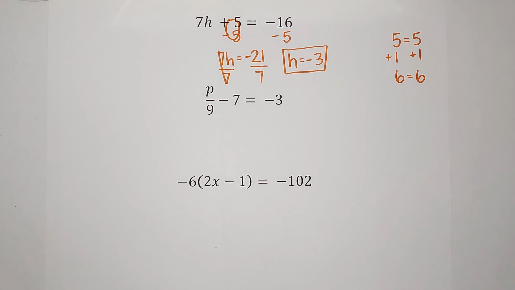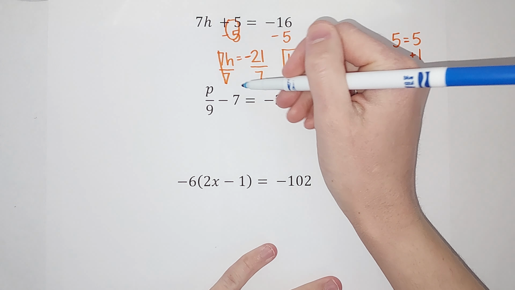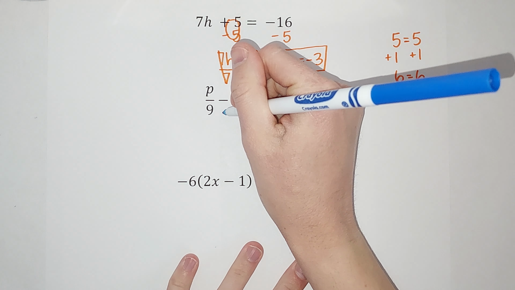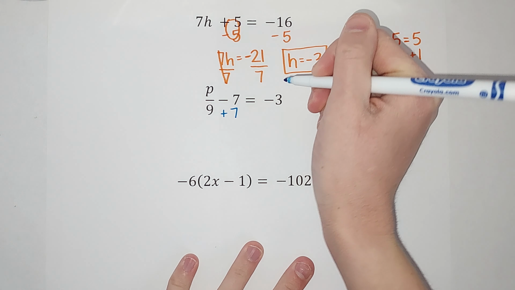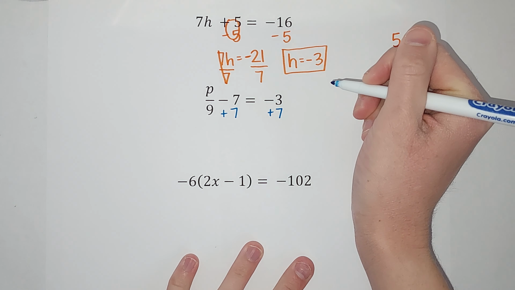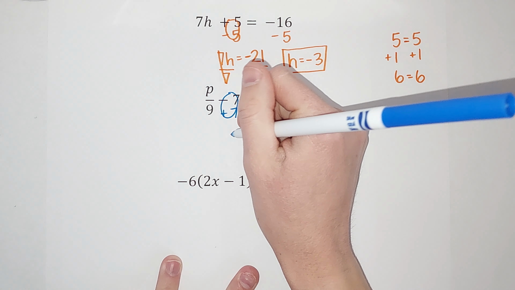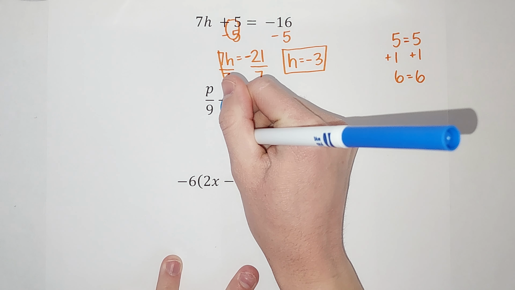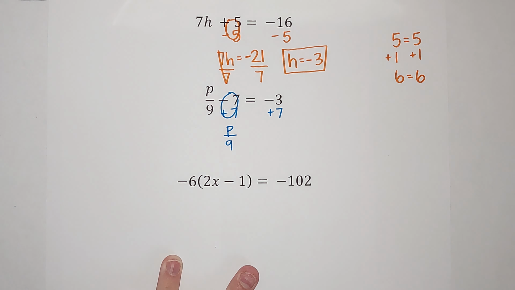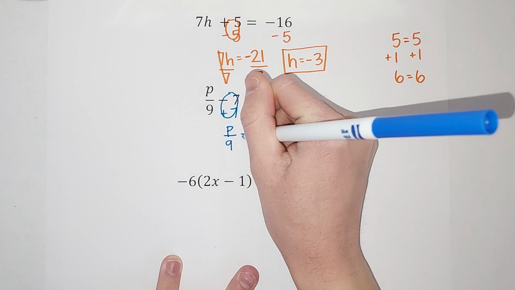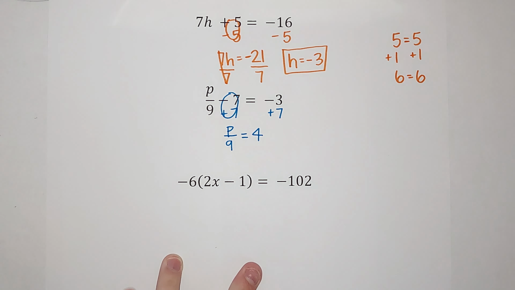Okay, let's take a look at this one. We've got p over 9, or we could say p divided by 9 minus 7 equals negative 3. Okay, so I'm going to get rid of this minus 7 first. So I'm going to add 7 to this side and to this side. Okay, so those go to a 0. So on this side, I'm left with p over 9, okay, equals negative 3 plus 7 gives me 4, okay?